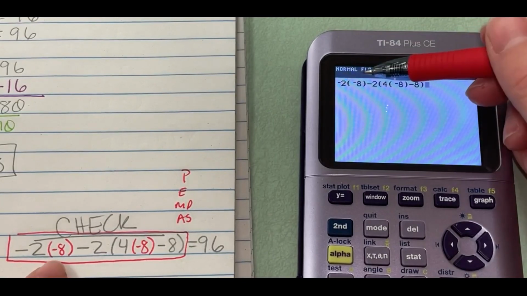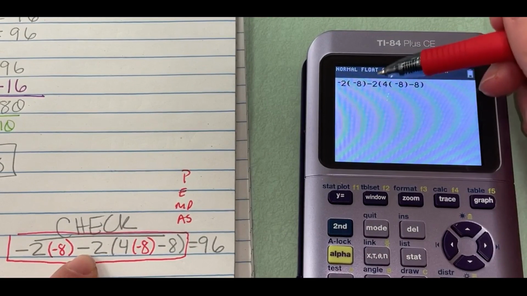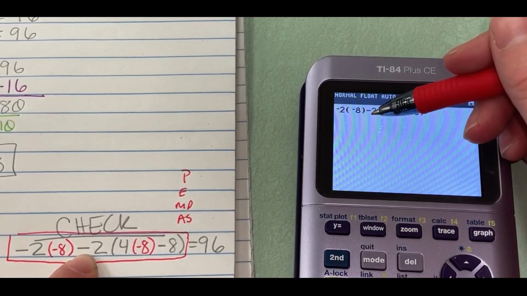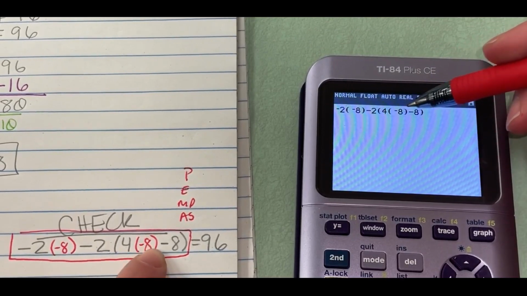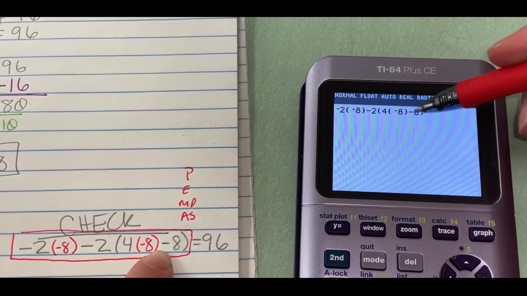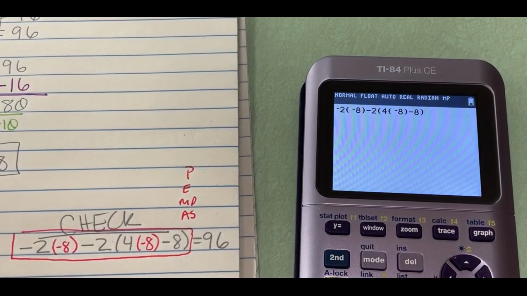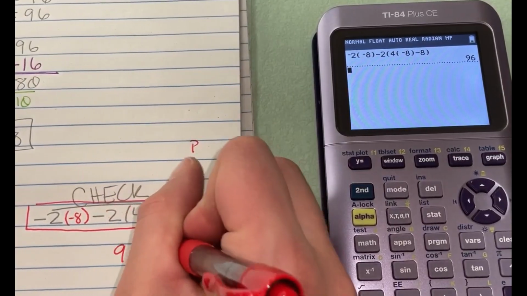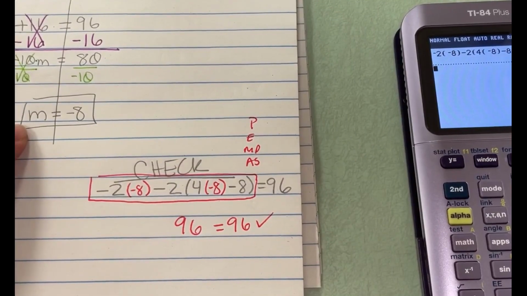I have the -2. I have a -8 inside of a parentheses. I have a minus sign. See how it's just a smidgen bigger? That's how I know it's a minus sign. So -2, parentheses, 4, parentheses, -8, parentheses, minus sign. See how it's a little bit bigger? 8, close the parentheses. 96. This works out. 96 equals 96. I didn't make any boo-boos. That means this is a good answer.